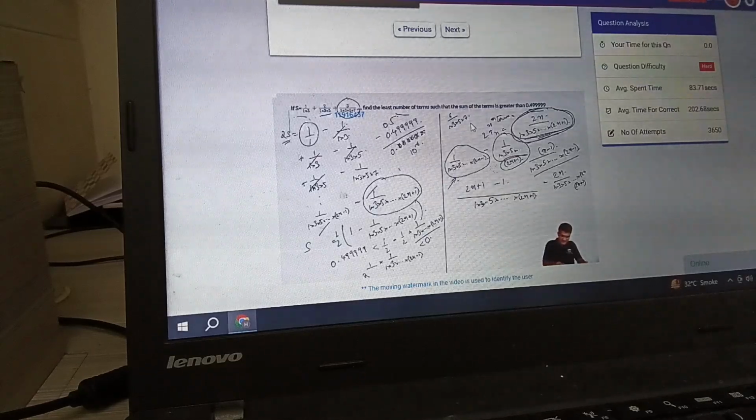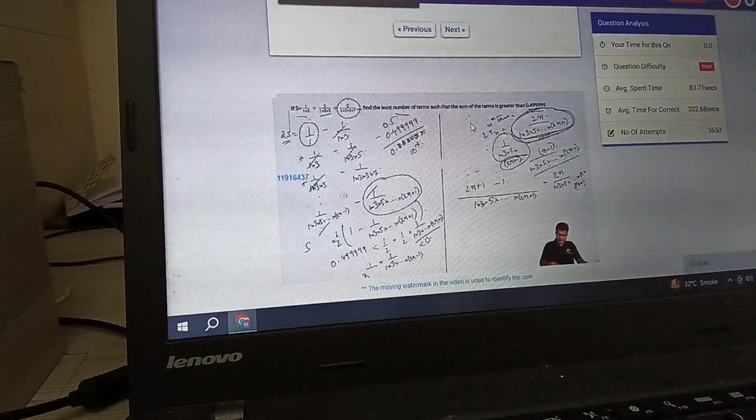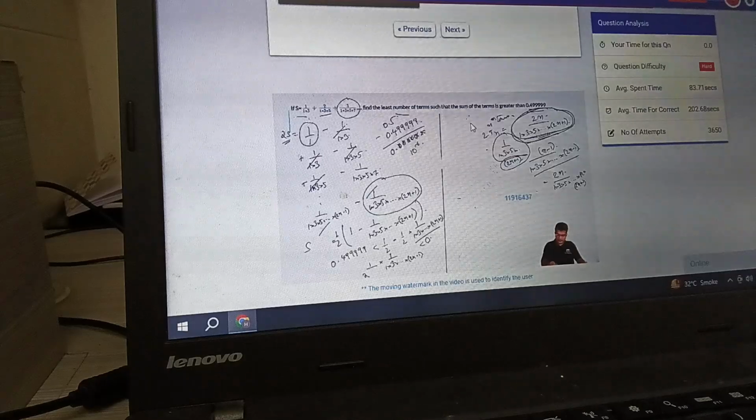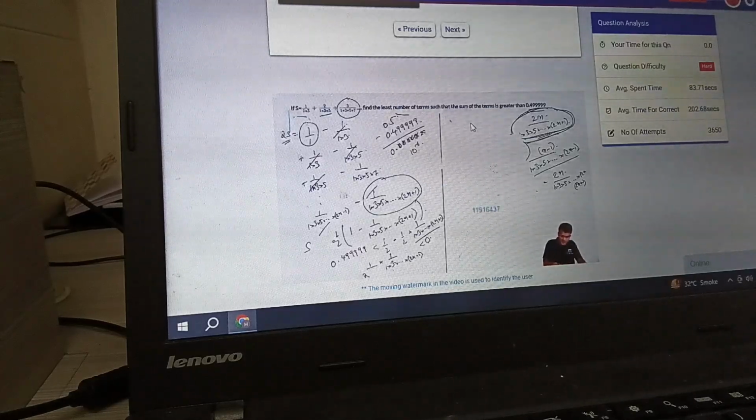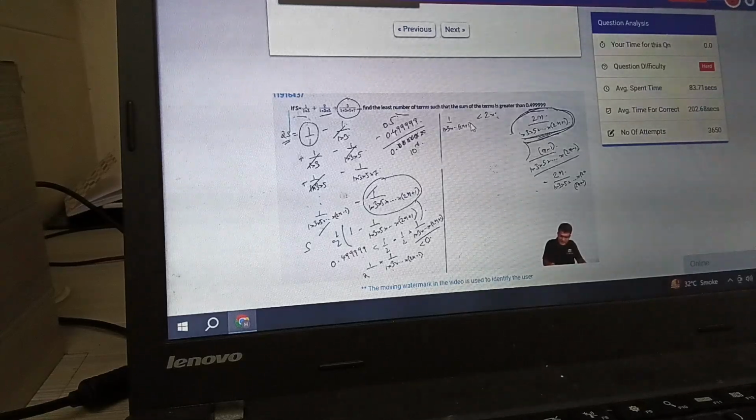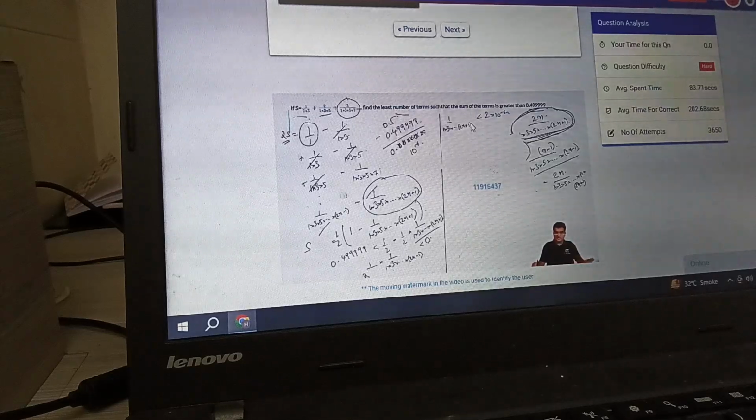Or essentially you want, let me clear some space so that we can write it better. Let us clear the right hand side and continue there. So now if you are looking at the inequality, we want 1 by 1 into 3 into dot dot dot into 2n plus 1 should be less than 2 times 10 to the power minus 6. Now if you take a reciprocal on both sides, we want 1 into 3 into dot dot dot into 2n plus 1 should be greater than 10 to the power 6 divided by 2.